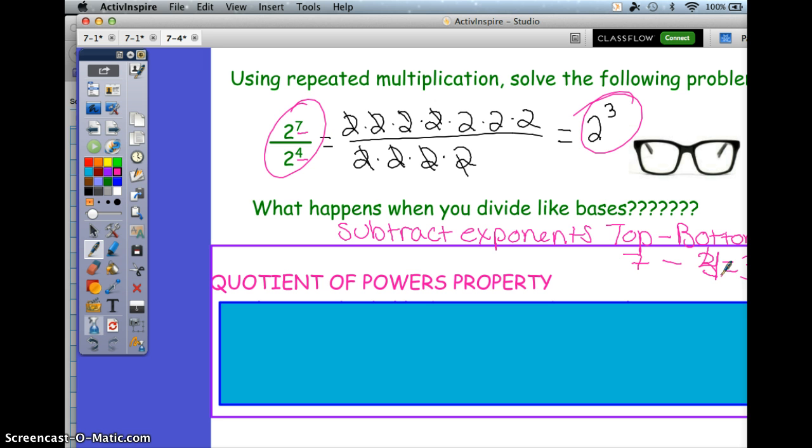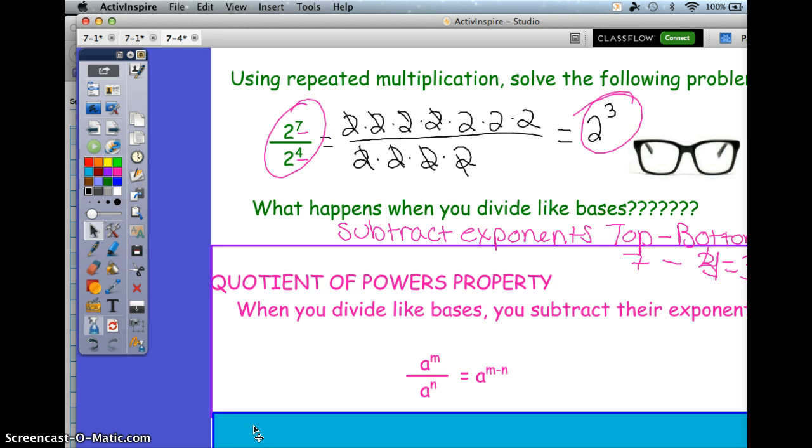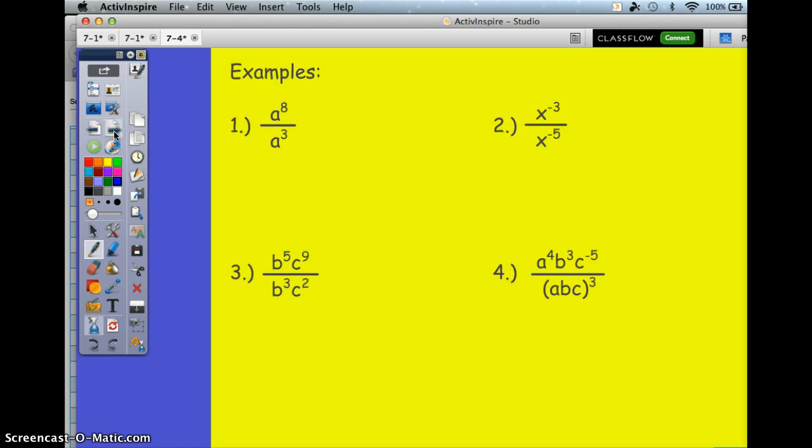So your quotient of powers property, hit pause and take a second and write this down. When you divide like bases, it is very important that they are like bases. They are the same base. You subtract their exponents. You would do top minus bottom. So if you have a to the m over a to the n, you do a to the m minus n. Let's do a couple examples of this.